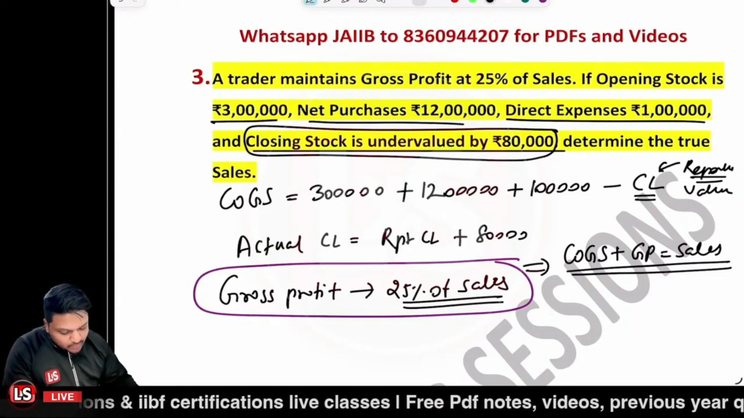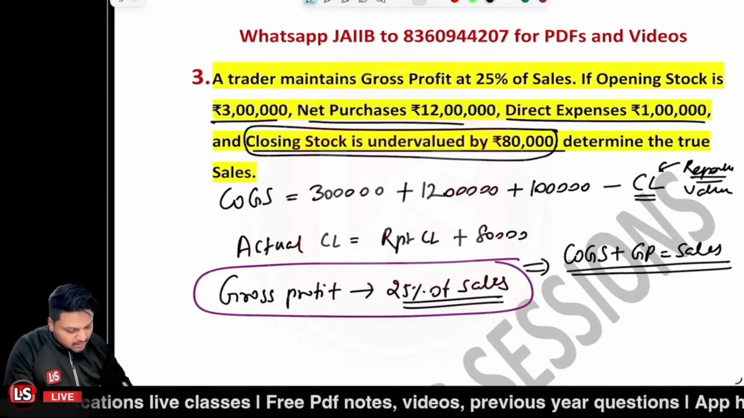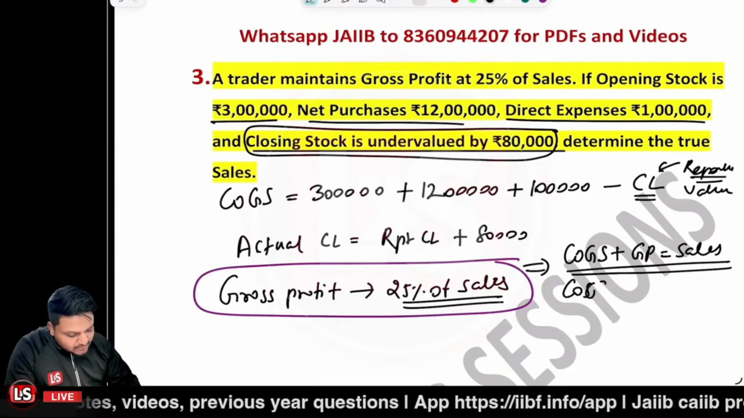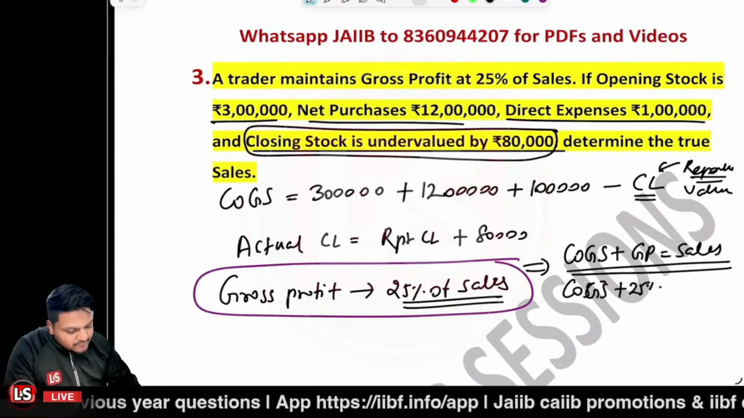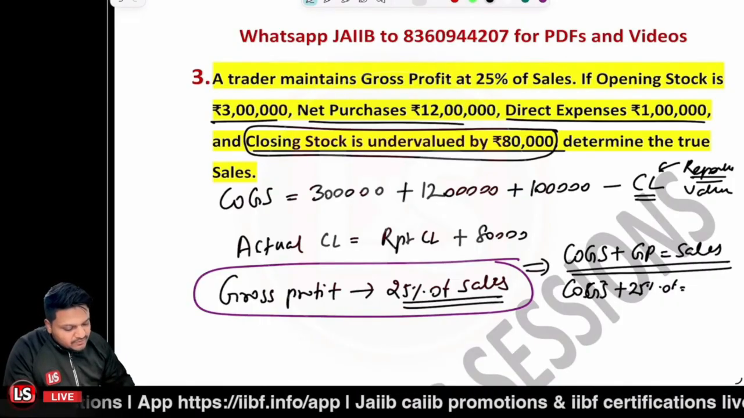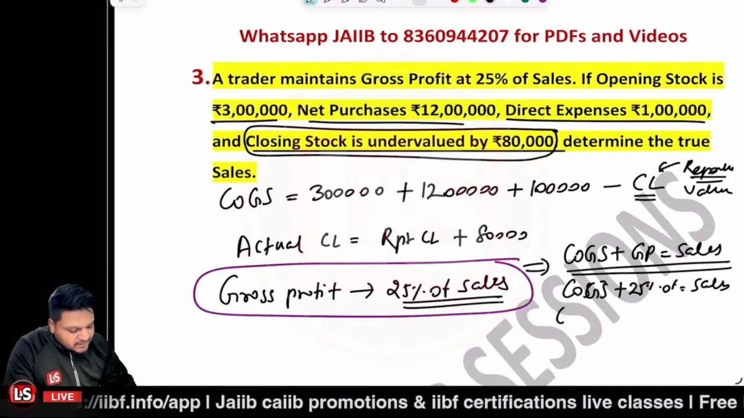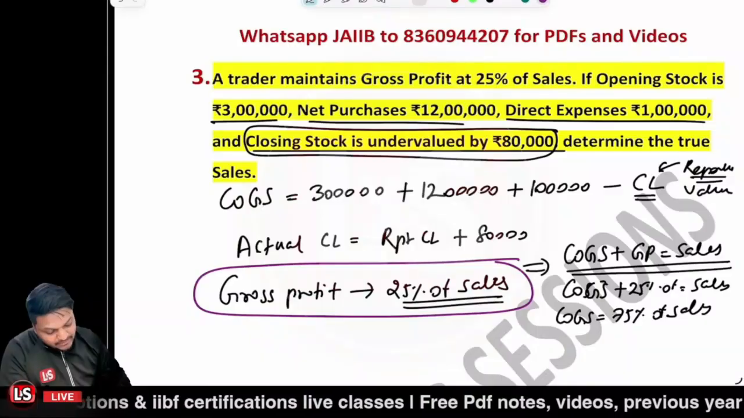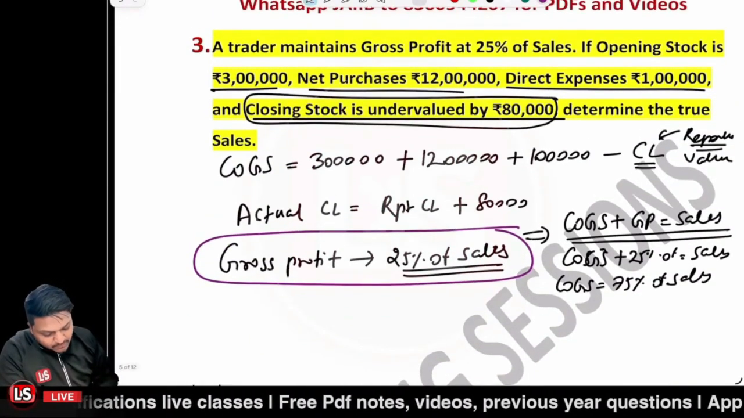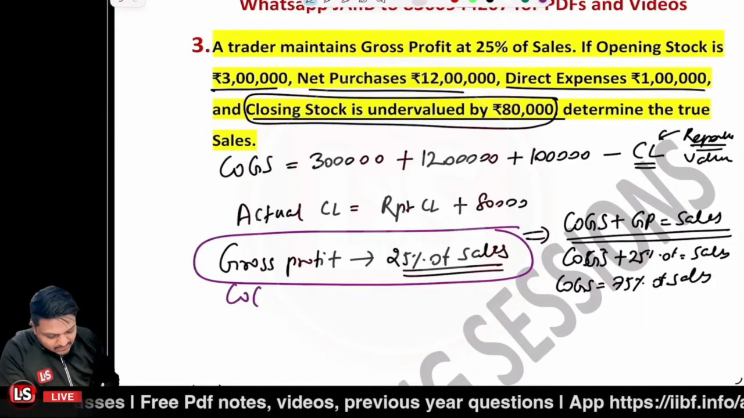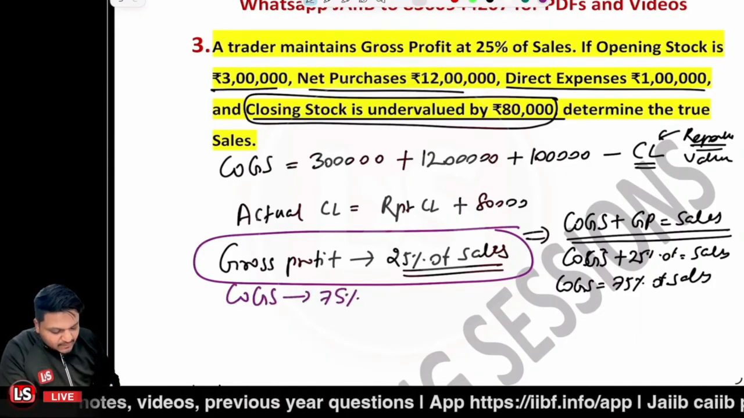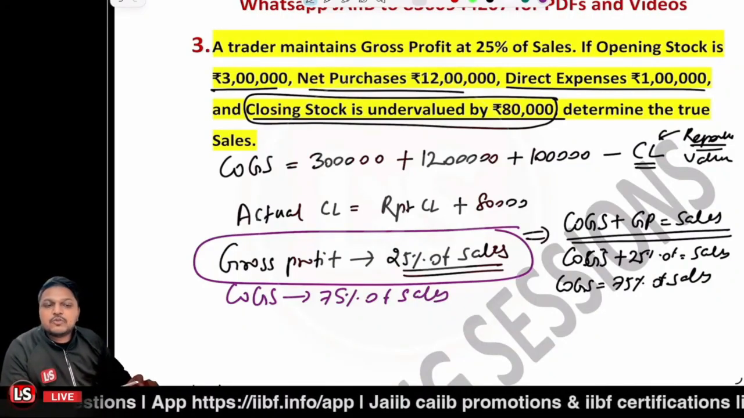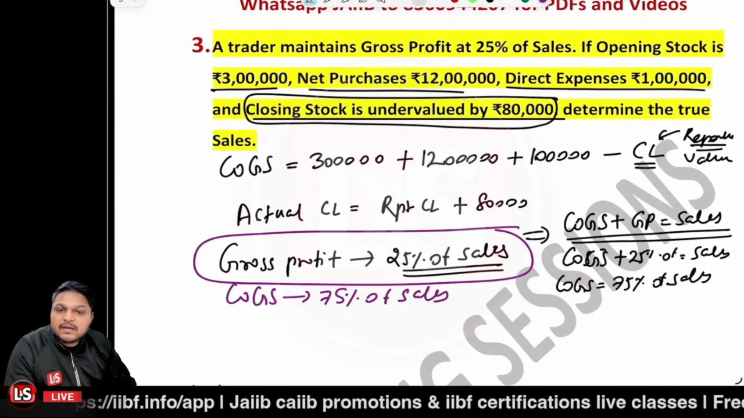So we now know that the gross profit is 25% of the sales. Now, if this is 25% of the sales, then COGS plus 25% of sales is equal to 100% of sales. So we can say, implying from here, that COGS is equal to 75% of sales. That's why I clearly said over here that gross profit is 25% of sales, it means COGS is 75% of sales. Clear with it so far?